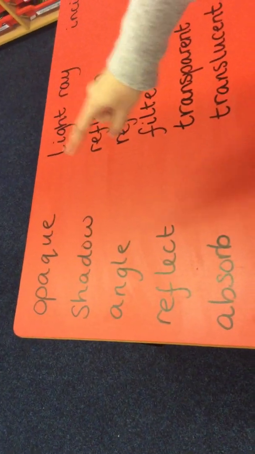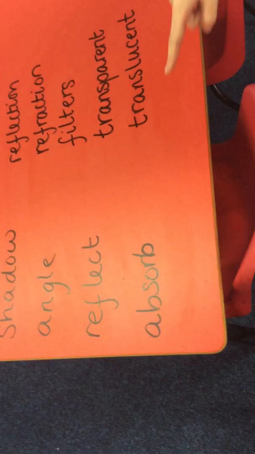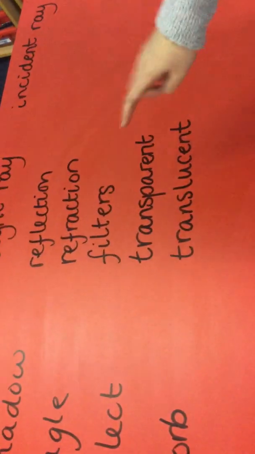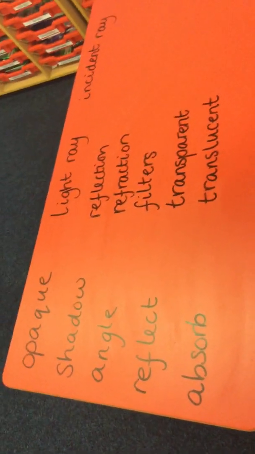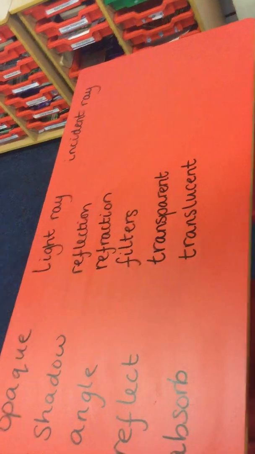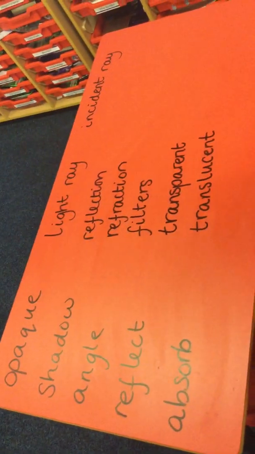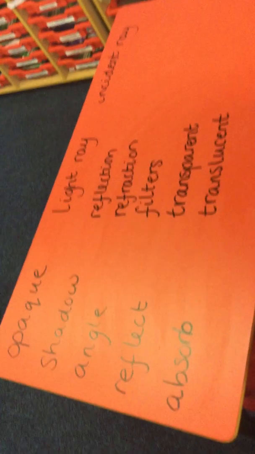I did go through it on the science lesson earlier on the PowerPoint. We've got shadow, angle, reflect, absorb, light ray, reflection, refraction, remember they're not the same, filters, which we only looked at last week, coloured filters, transparent, translucent, and again we have those incident rays. Now, not all of this language will be used in this experiment, but you could use some of it, and which words are appropriate, that's the challenge.